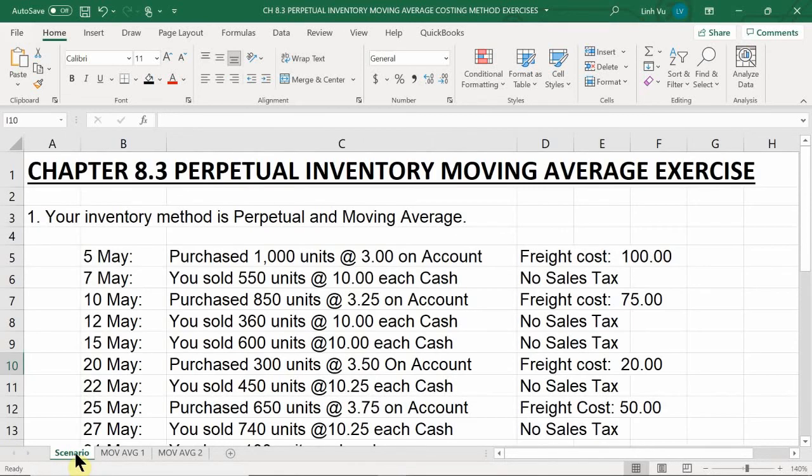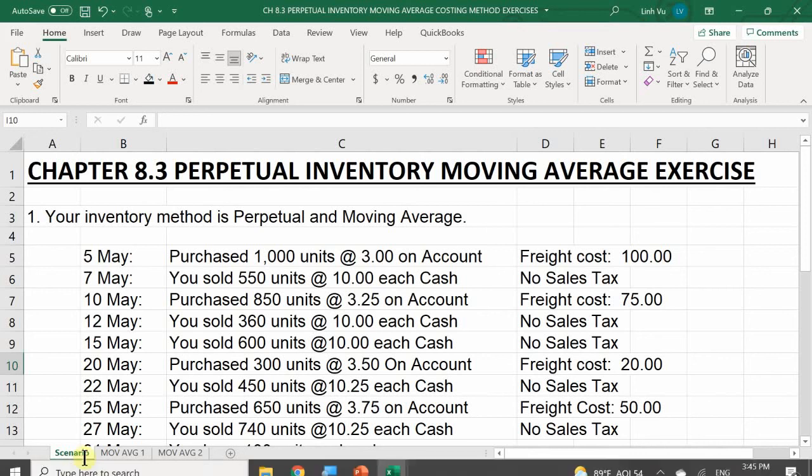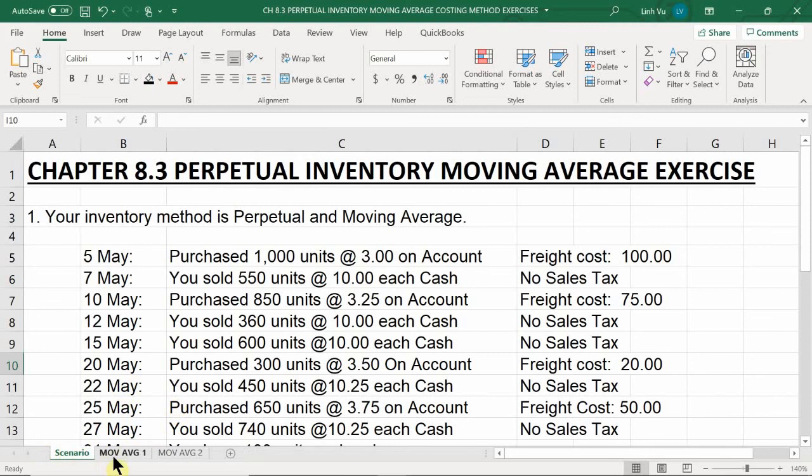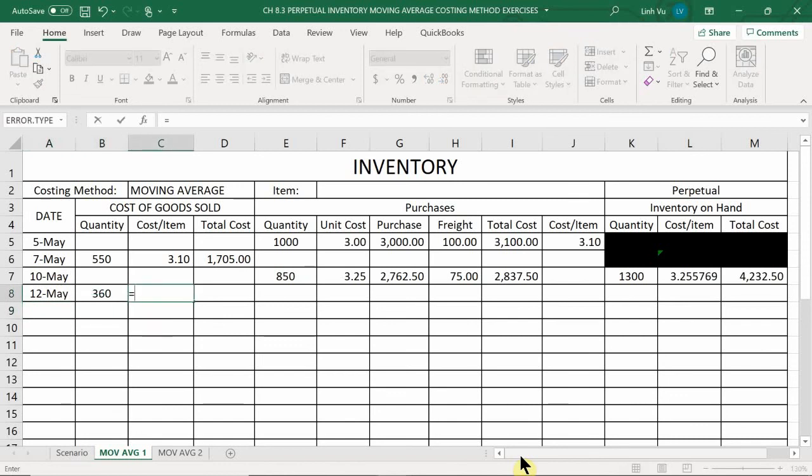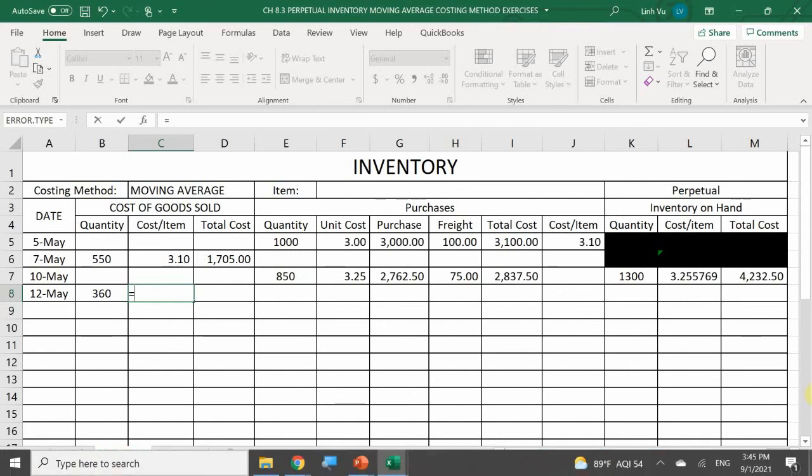So then on May 12th, you end up selling 360 units. Okay? So May 12th, we sold 360 units. Now, at what average cost per item am I selling my 360 units? Or how much did it cost me, excuse me?